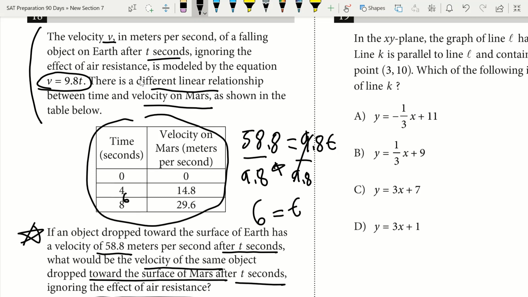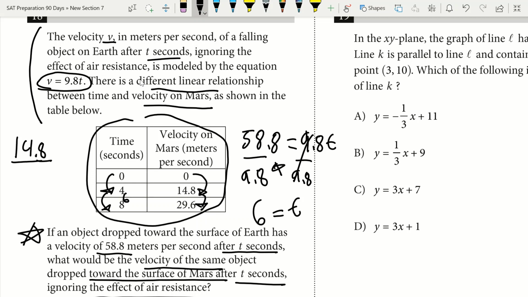Now we see 6 is right between this 14.8 and this 29.6. I also see that we're moving linearly up because we run 4, we rise 14.8. Once again, we run 4, rise by 14.8. So I'm just looking for what's between that 14.8 and that 29.6. I've got two options here. I can find the average between them, so I could add them and then divide by 2, or I could do 14.8 divided by 4 and then multiplied by 6. So that's what I'll do just because I think it shows it a little bit better for you.